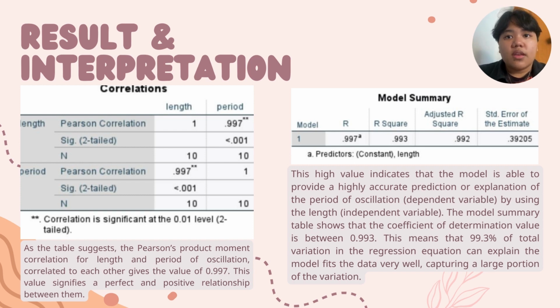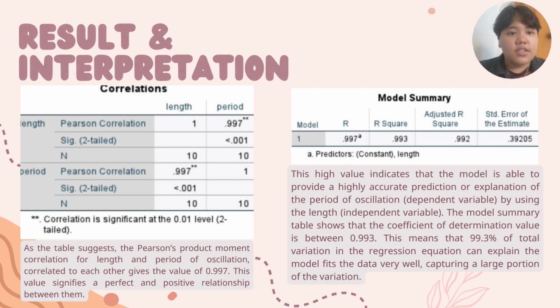Next, model summary. This high value indicates that the model is able to provide a highly accurate prediction or explanation of the period of oscillation as dependent variable by using the length as independent variable. The model summary table shows that the coefficient of determination value is 0.993. This means that 99.3% of total variation can be explained by the regression equation, so the model fits the data very well, capturing a large portion of the variation.